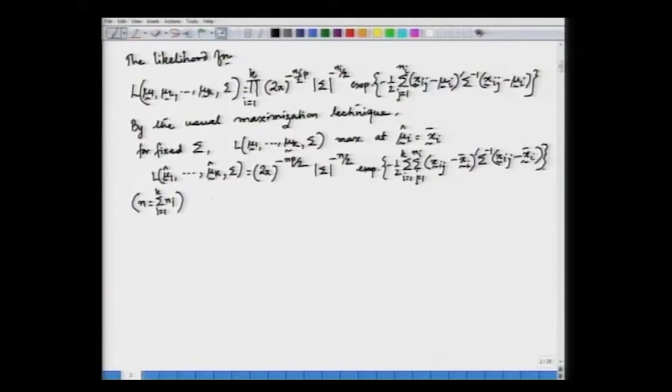So, this is maximized at sigma hat, which is the only parameter involved now. It is nothing but 1 by n times a double summation, in fact this term in the exponent. So we have (x_ij minus x_i bar)(x_ij minus x_i bar) transpose, giving us a p by p square matrix, the first summation over i, the second over j. This is the situation when we have the unrestricted parameter space for every mu_i. We have mu_i hat as x_i bar and sigma hat coming as a matrix like this.